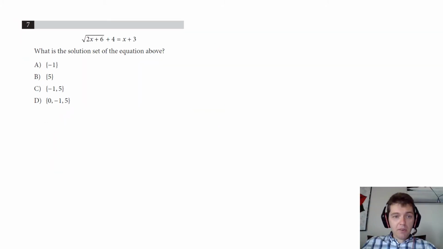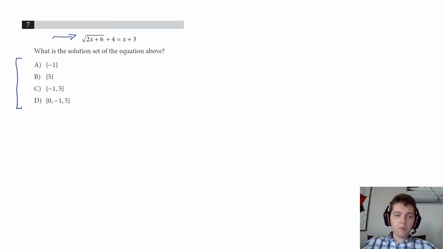All right, problem 7. What is the solution set of the equation above? And when you take a look at this equation, it's solvable for x. You know that you could solve it for x. But if you take a quick glance at the solutions that they give you, A, B, C, and D, you see that only 3 numbers show up, -1, 5, and 0.